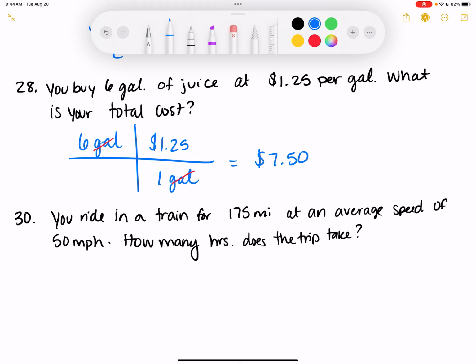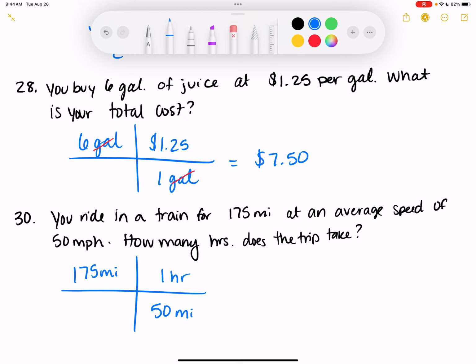So we go 175 miles, and I'm driving at 50 miles per hour. Am I multiplying or dividing? Dividing, because it's going to be 50 miles on the bottom per 1 hour.